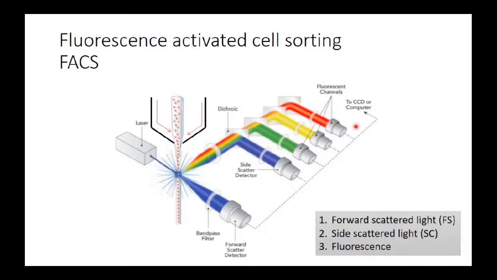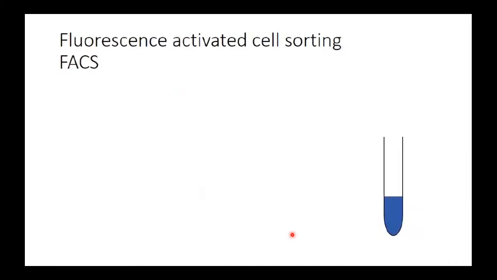As we saw in the flow cytometer, we have forward scatter light and side scatter. Here we also have the fluorescence. So say that I have a cell mixture. Inside this mixture, I have cells that are expressing a particular protein, and other cells that are not expressing the particular protein, or the protein of interest.